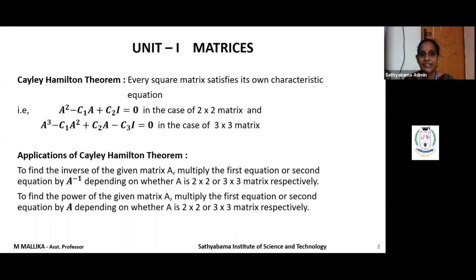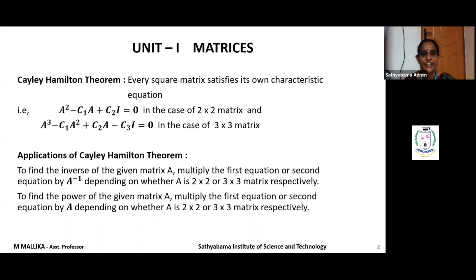Apart from verifying Cayley-Hamilton theorem, you have two more applications of Cayley-Hamilton theorem. One is you can find the inverse of the matrix, and the second is you can find the power of the given matrix. How are we going to find the inverse? For finding the inverse of the given matrix, you have to take the two equations which are in the slide and multiply the equations by A inverse. Then you will be able to find the inverse of the given matrix, depending upon whether it is a 2 by 2 matrix or a 3 by 3 matrix.